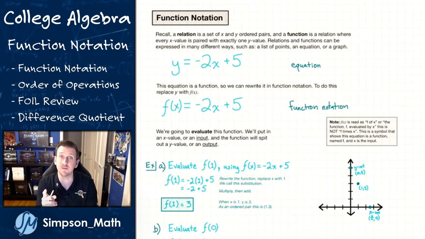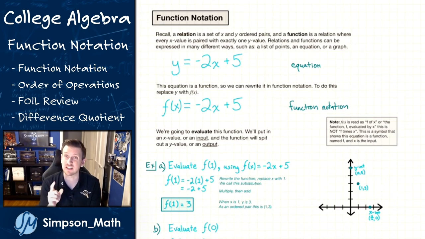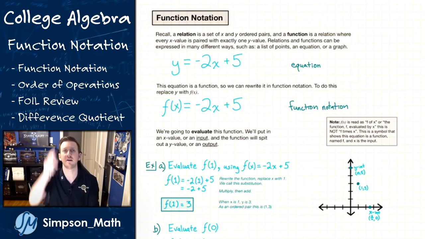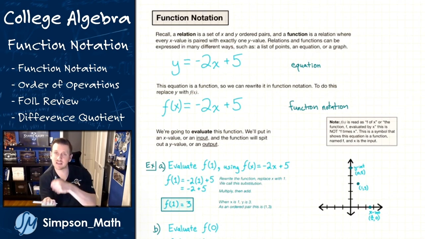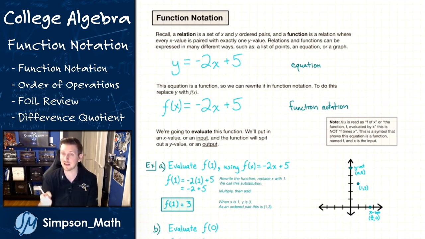But then a function, that is a specific or a special set of relations. You might recall a previous instructor talking about the vertical line test. If I can draw a vertical line through a relation, then that means that that relation is a function. It means that the relationship between x and y is functioning properly. It's working well. When I plug in an x, only one y comes out.